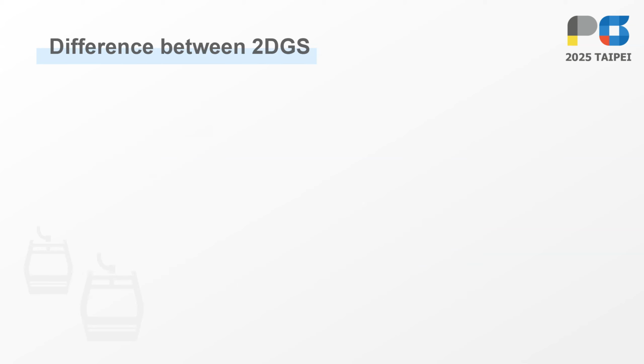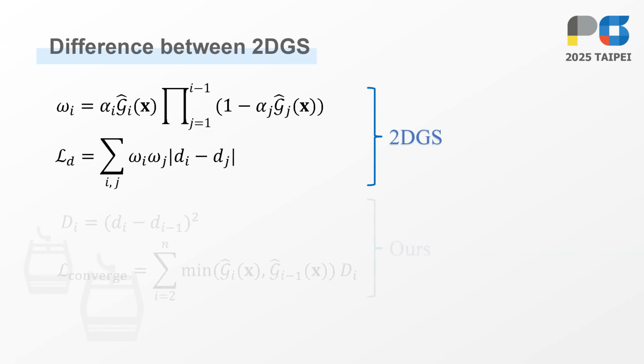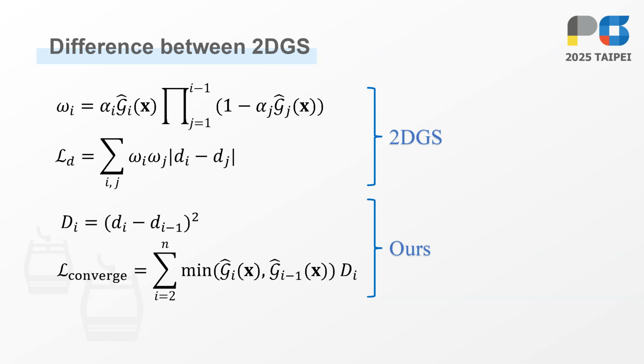It is worth noting that 2D.js also introduced a loss function to consolidate Gaussians. Their regularization term similarly encourages the convergence of intersection points along each camera ray. However, unlike our approach, they weight this process using the opacity of the Gaussians. In contrast, we intentionally exclude opacity weighting in our formulation.